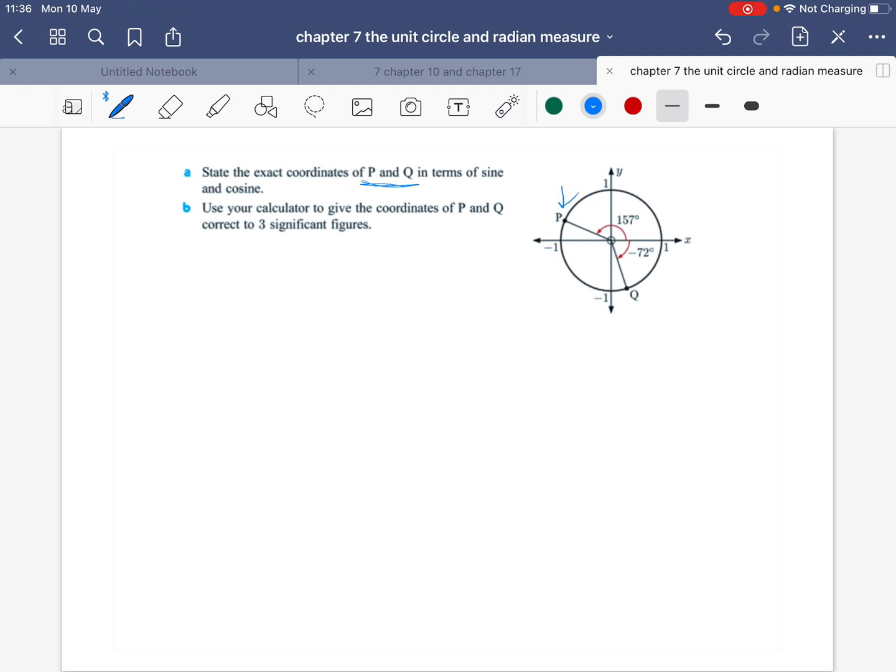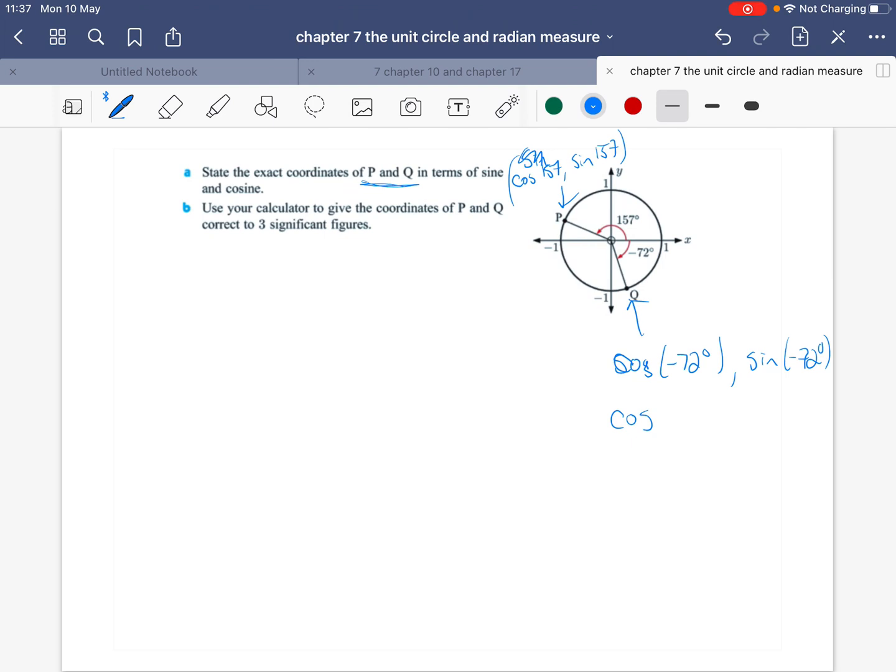Okay, state the exact coordinates of P and Q in terms of sine and cosine. So exact means don't plug this into the calculator and give me an approximation. Cosine is the x value: cosine of 157, sine of 157. This one right here is either going to be the cosine of negative 72, comma the sine of negative 72. But if we wanted to do it all positive, we could write this as cosine.